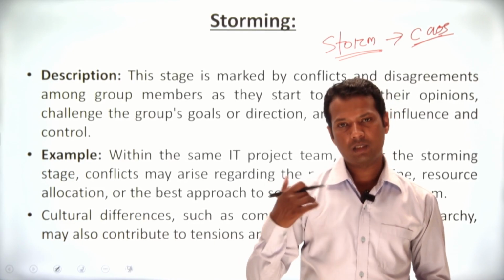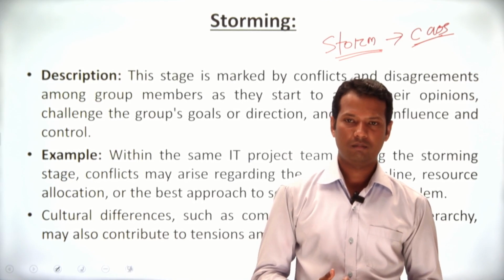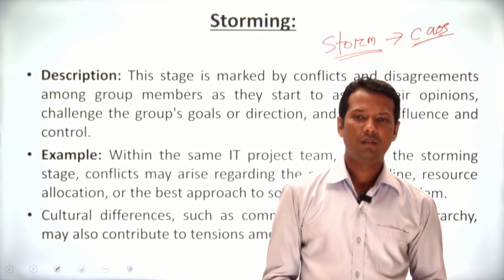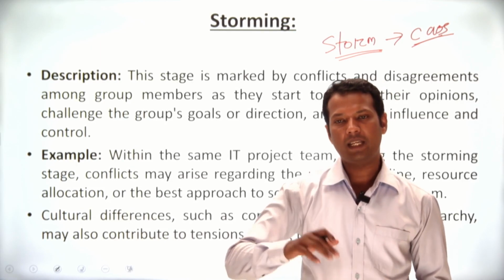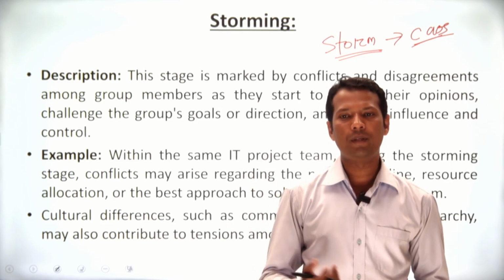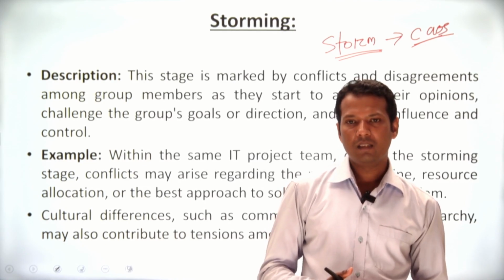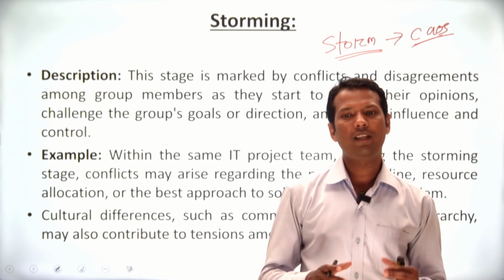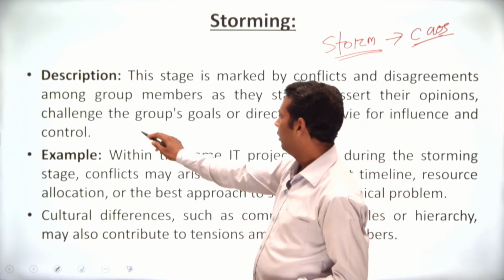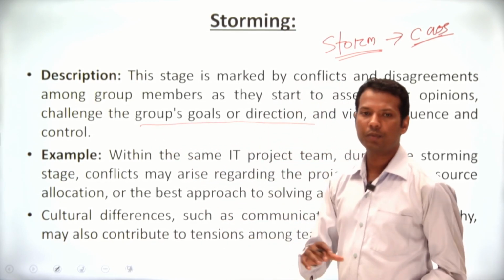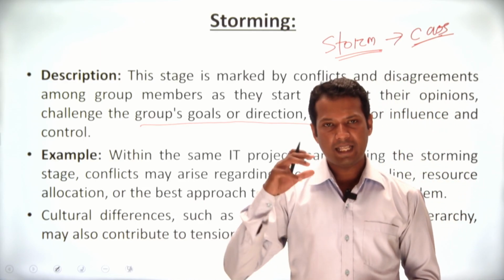Similarly, in case of the storming session, there's a lot of conflicts. There's a lot of disagreements. They may not agree to a common topic, a common cause, because each of the members has their own opinions, their own views. So there is a conflict. A conflict starts in the group, and sometimes they get deviated from the group's goals or direction.